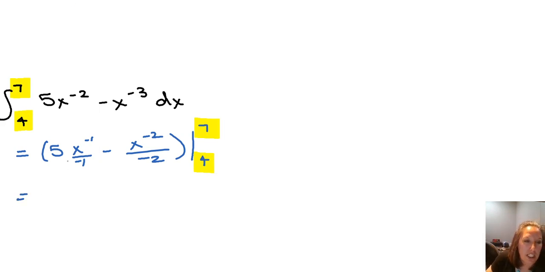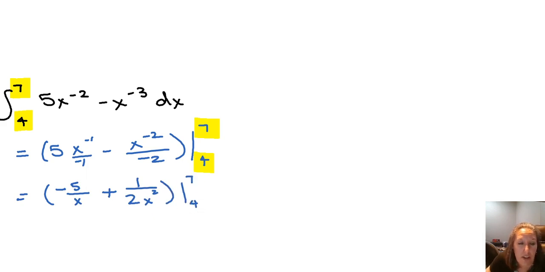All right, so I'm going to go ahead and do a step of cleaning up first. 5 times x to the negative 1 divided by negative 1 is negative 5 over x. And then minus x to the negative 2 over negative 2. That minus and the negative in the bottom is going to make that a plus 1 over 2x squared. We're still evaluating this from 4 to 7.